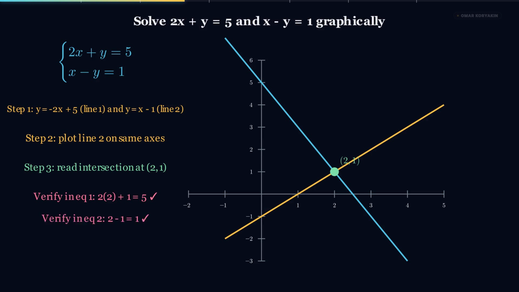Step 5. State the solution. The system has one unique solution, x equals 2, y equals 1. Geometrically, this is the single point where the two lines cross. So the solution is x equals 2, y equals 1.